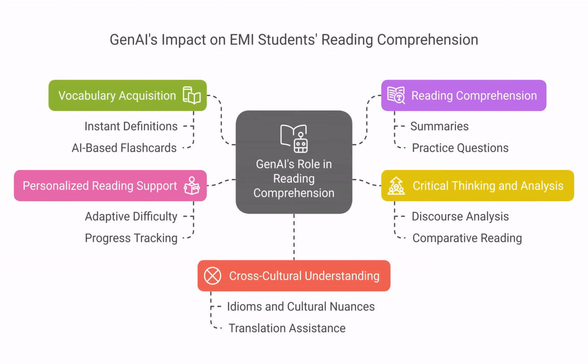What about grammar? Research by Grabe in 2009 and a big meta-analysis by Jeon and Yamashita in 2014 found a strong link between grammar knowledge and reading comprehension. They estimated a correlation of about 0.5, which means there's a pretty significant connection between understanding grammar and being able to understand what you read.